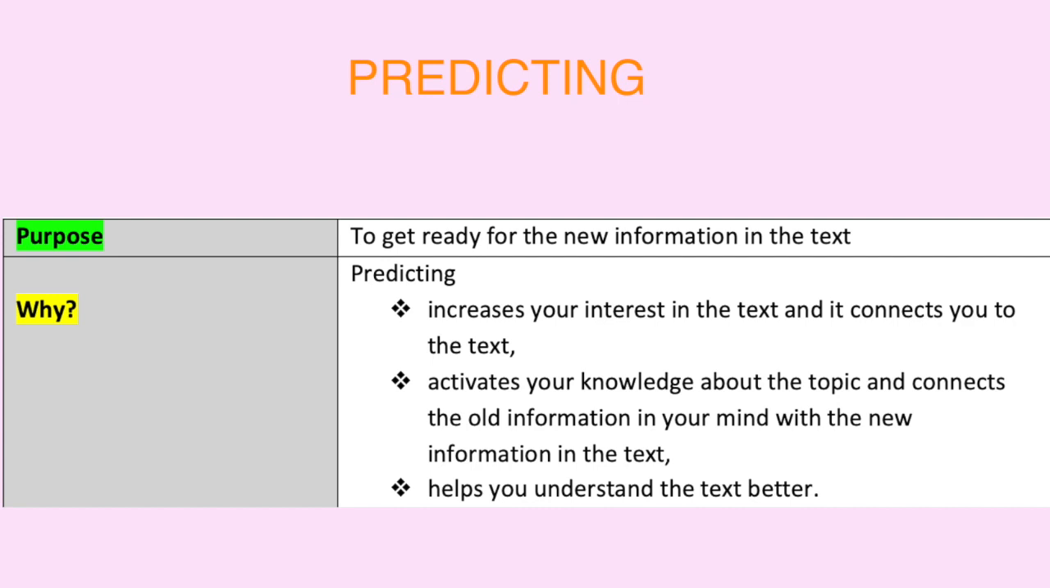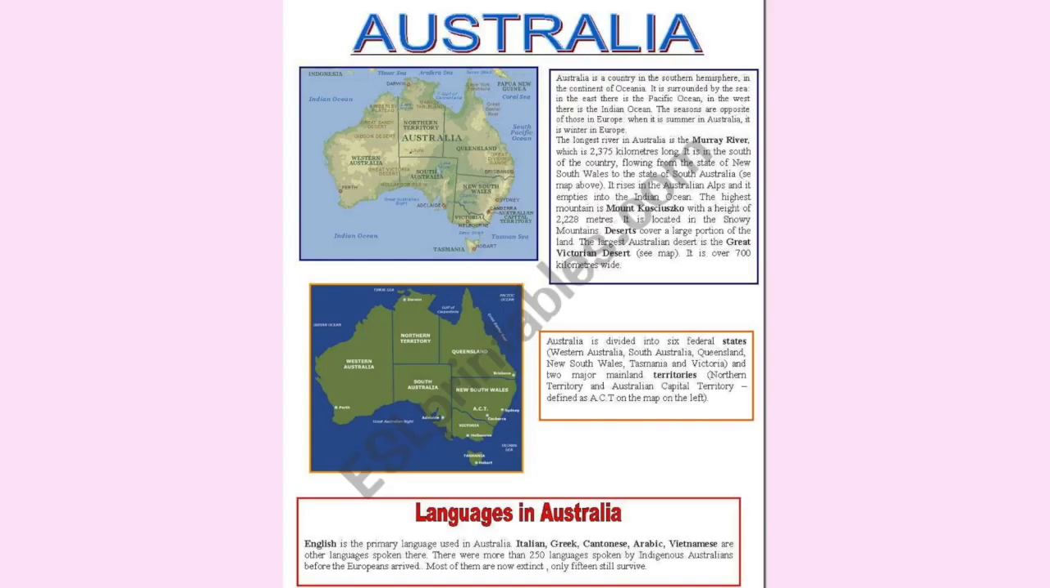In order to predict the text, look at the visuals, read the titles and the subheadings. Predict what the text is about. For example, when you look at the visuals, titles, and the subheadings, it's obvious that the text gives geographical information about Australia and the languages spoken there.